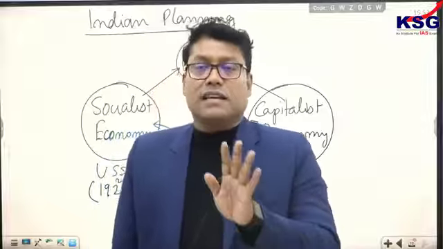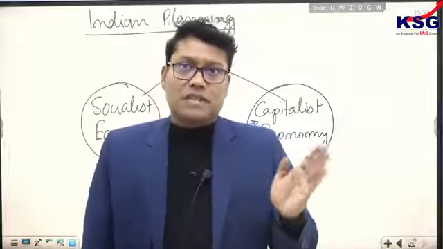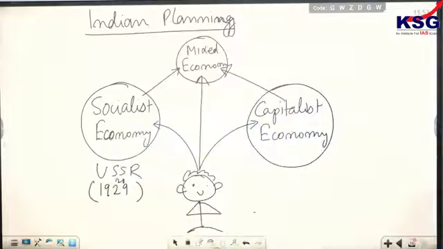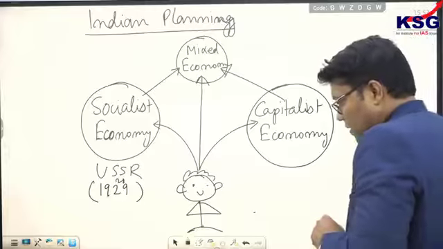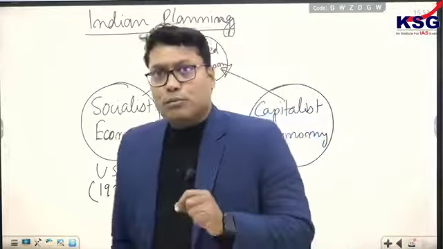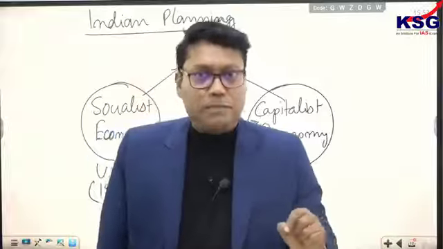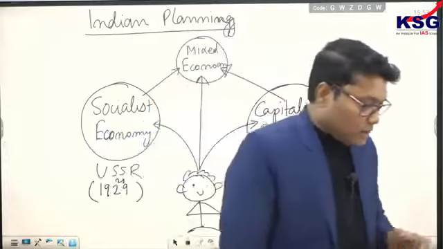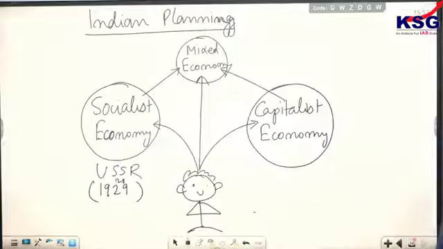Both the countries' characteristics are prevailing: socialist and capitalist. Full stop, right? The means of production are under both the parties, government and private sector. Clear?